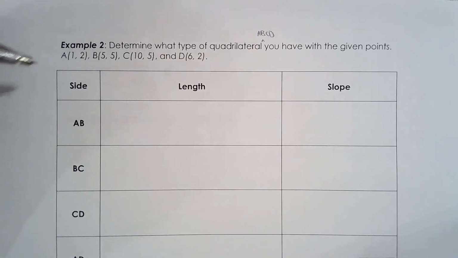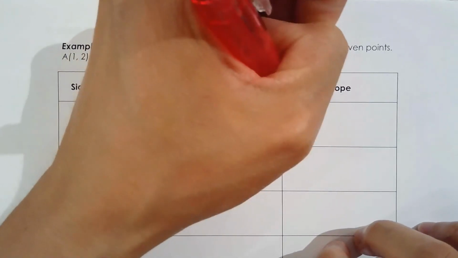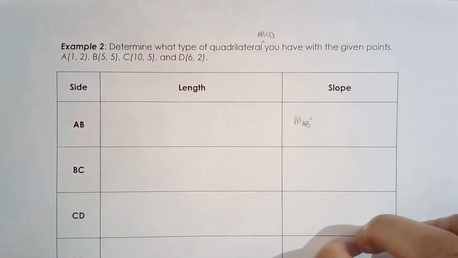I have 4 length calculations and 4 slope calculations. I am not looking forward to that. So you know what? We can actually get away with doing a little less. So I'm going to cheat a little. Well, not cheat, but I'm going to apply a little shortcut.